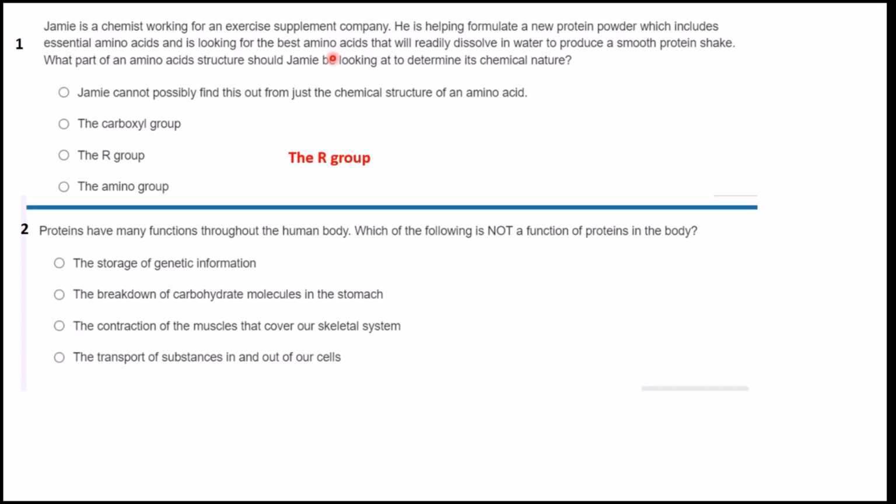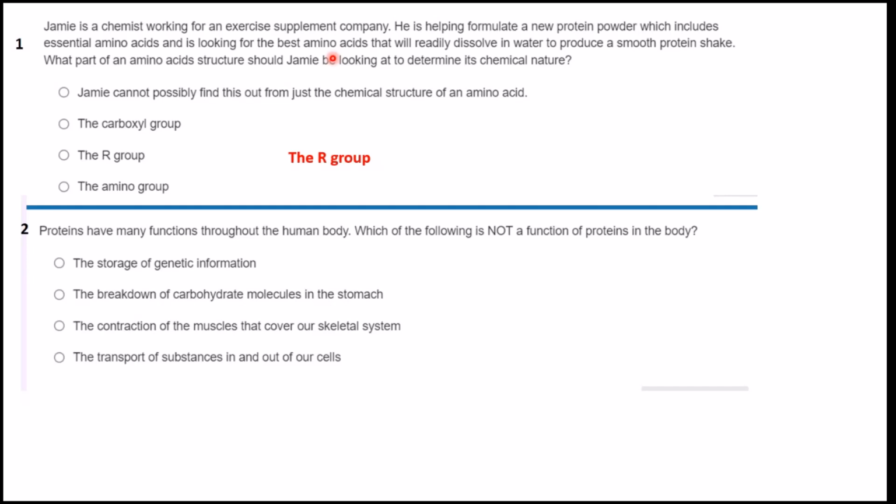I don't have an answer, but I think DNA is a protein, so proteins do store genetic information. I'm just doing elimination here. Then the breaking down of carbohydrates is done by amylase, and all the enzymes are proteins. So that one is out also. Then the transportation. I'm getting confused between these two now: the contraction of muscles that cover our skeletal system and the transportation of substances in and out of our cells.